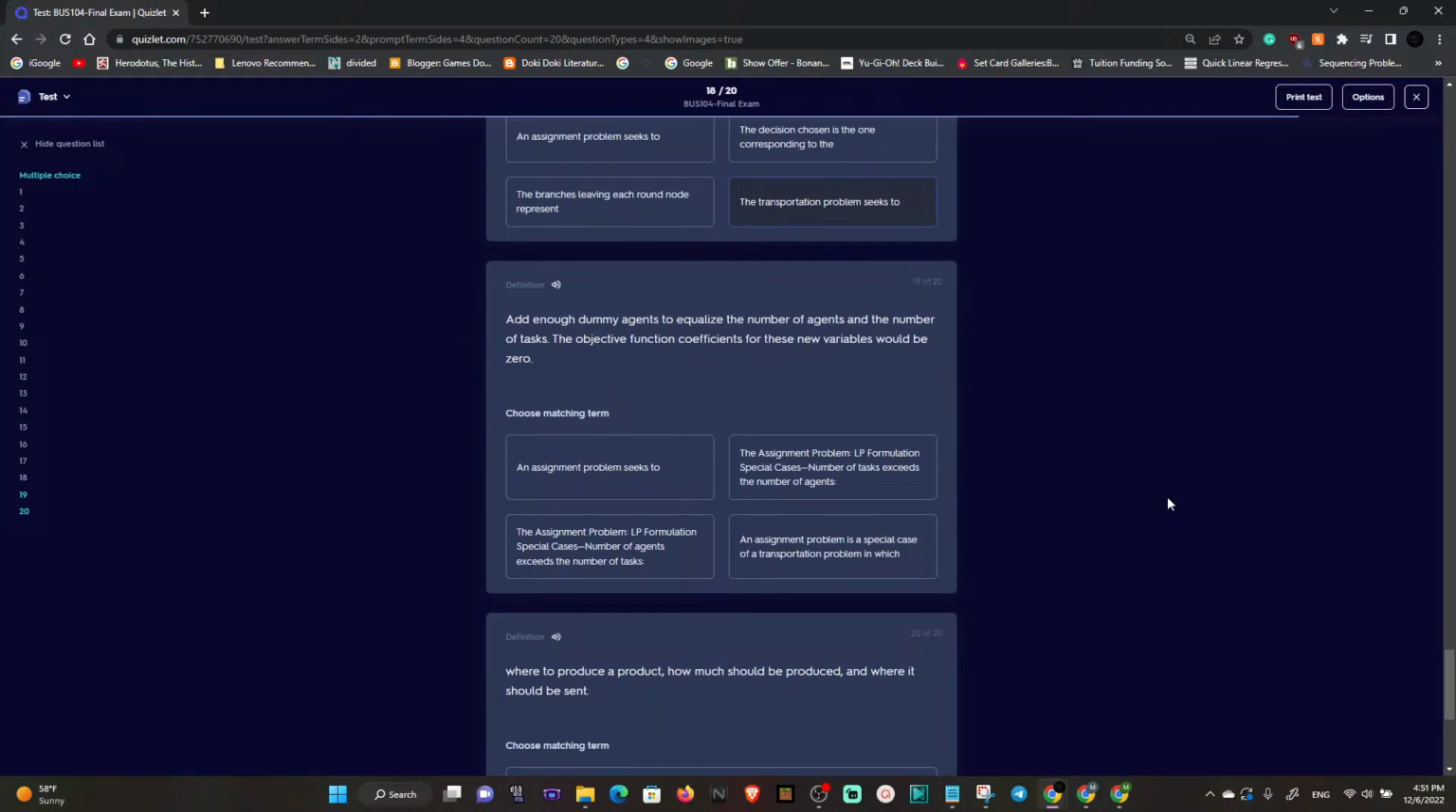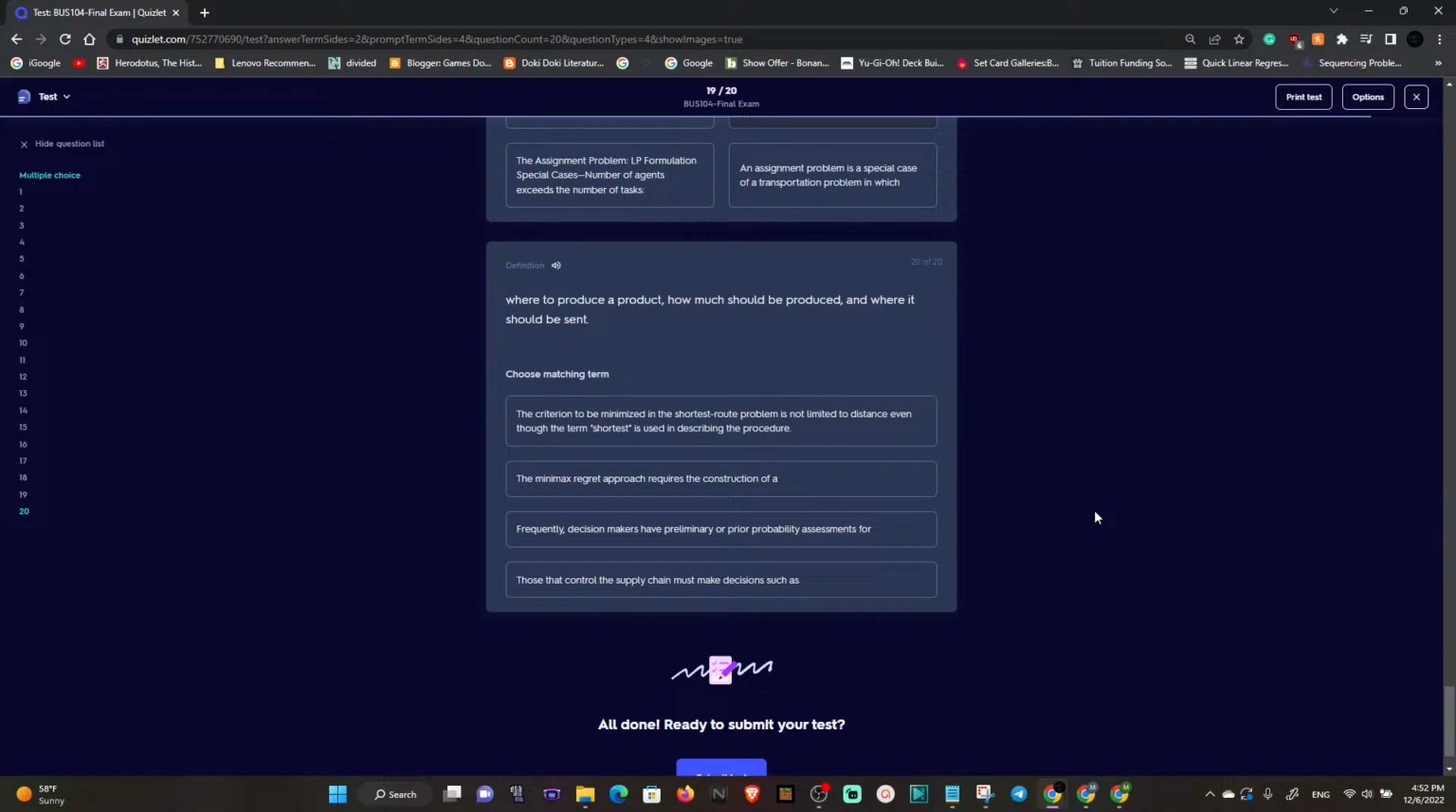Add enough dummy agents to equalize the number of agents and the number of tasks. Objective function coefficients for these new variables would be equal to 0. Number of tasks exceeds number of agents. You're up. Where to produce a product, how much should be produced, and where it should be sent. Supply chain, D. Supply chain that must make decisions. Okay.